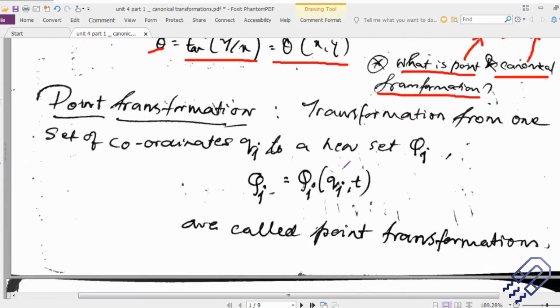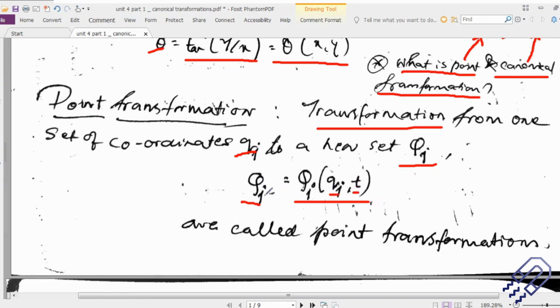Point transformation is a transformation where you're changing from one set of coordinates to another set of coordinates. Let's say you have a function in terms of only qj, and you transform into a new set, capital Qj. Please remember, there is a difference between this small qj and this capital Qj. You can write the function this way: this capital Qj is nothing but a function of small qj and time.